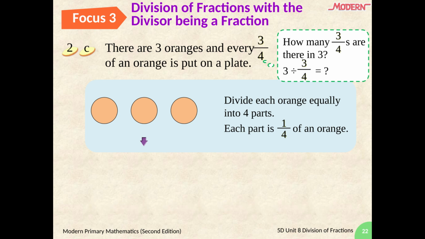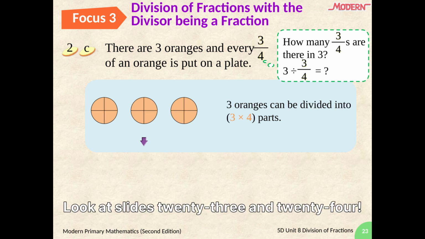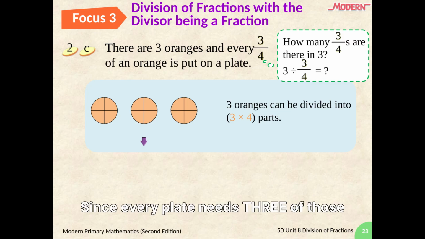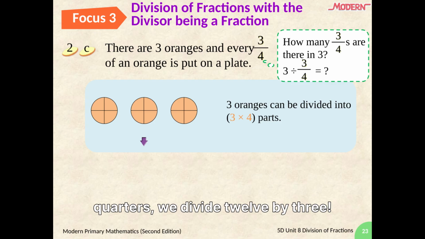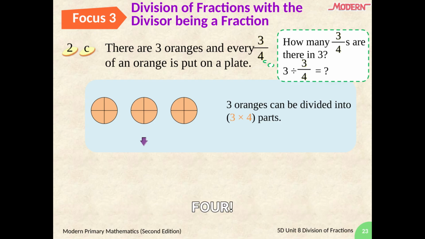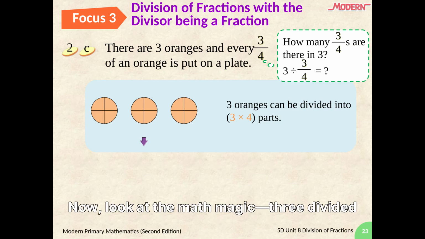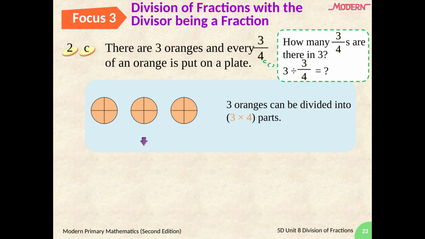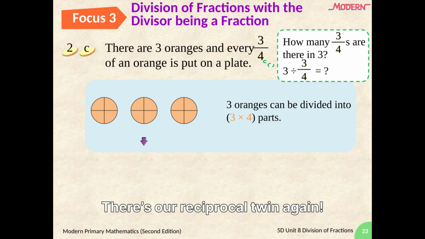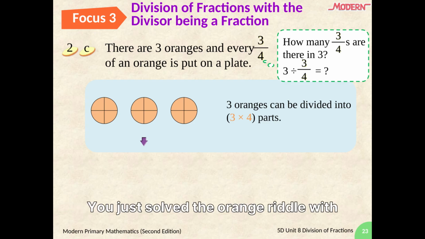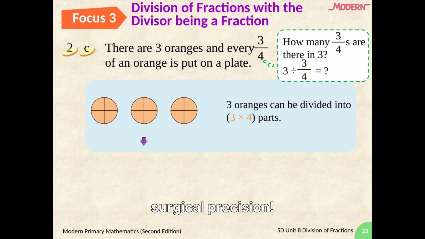It's critical. Look at slides 23 and 24. We have 12 quarters total. Since every plate needs 3 of those quarters, we divide 12 by 3. 12 divided by 3 equals 4. So we can fill 4 plates. Now, look at the math magic. 3 divided by 3/4 is the same as 3 times 4/3. There's our reciprocal twin again. We flipped the 3/4 and the answer just appeared. You just solved the orange riddle with surgical precision.